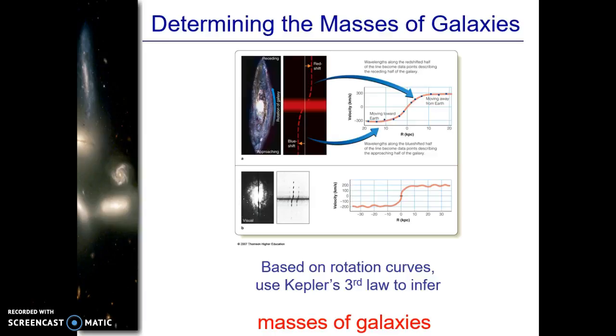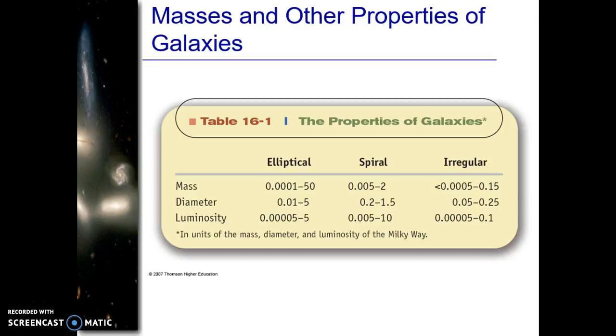The other method you can use to find the masses is the velocity dispersion method. This is also known as the cluster method, and it's used to measure radial velocities of galaxies and sizes of clusters.